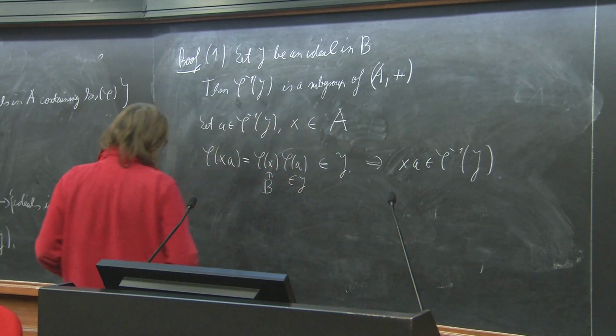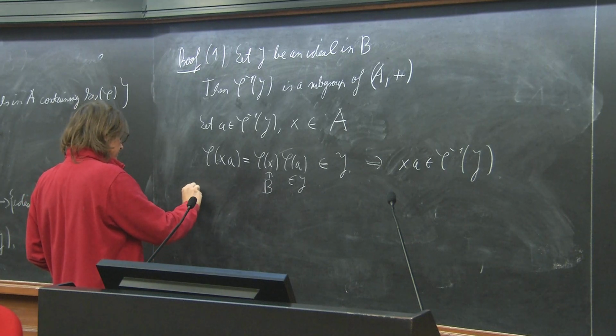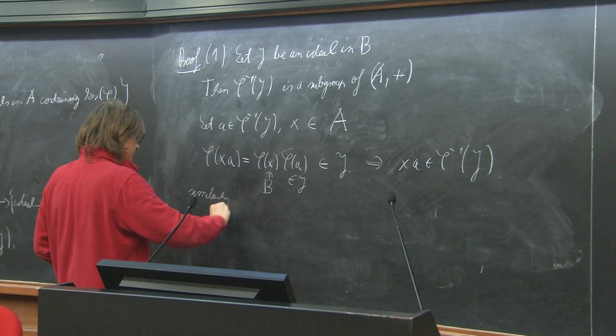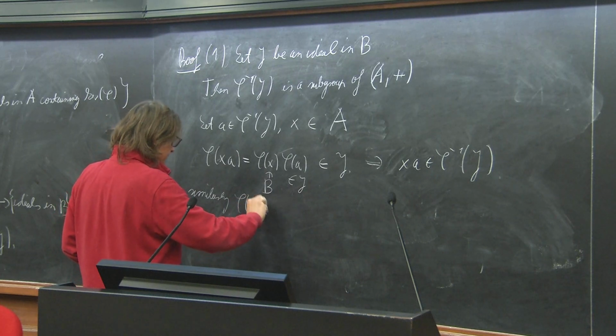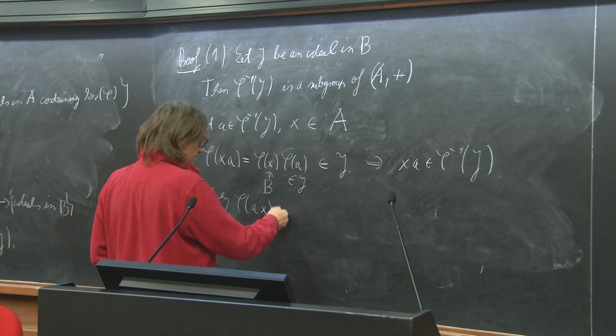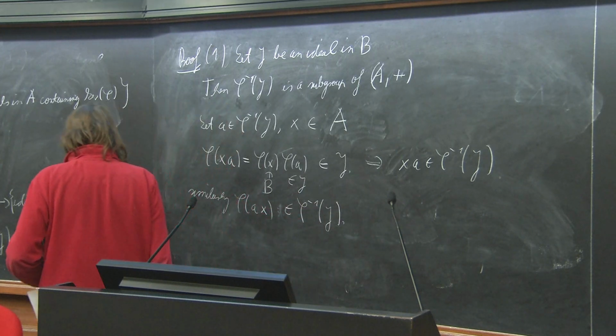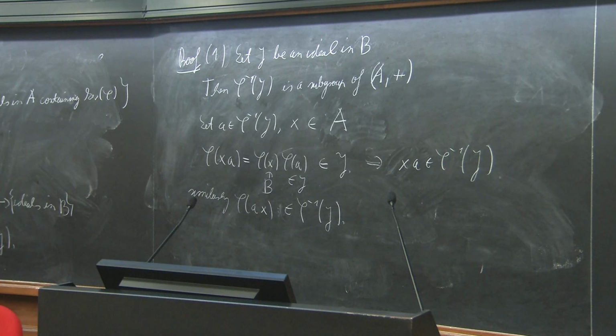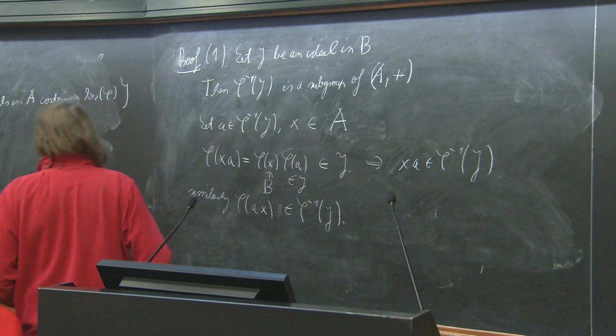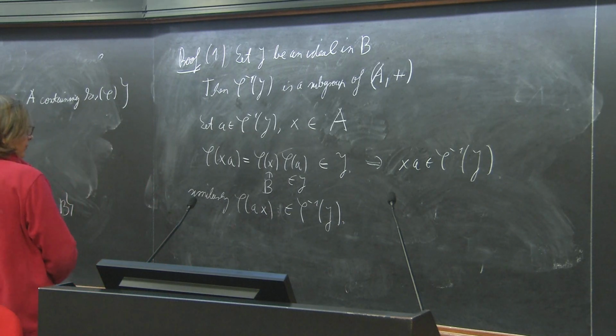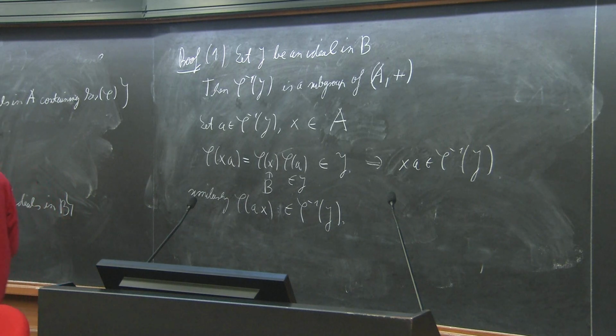And obviously the same way it works the other way round. And similarly, and so phi to the minus 1 of J is an ideal. And so what is left to prove here is of similar level of difficulty, so I leave that to you as an exercise.